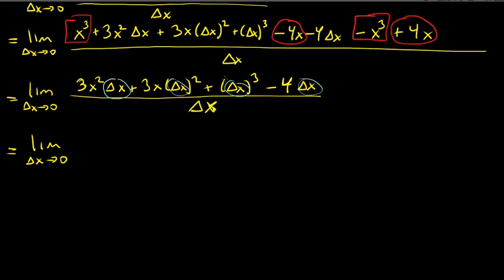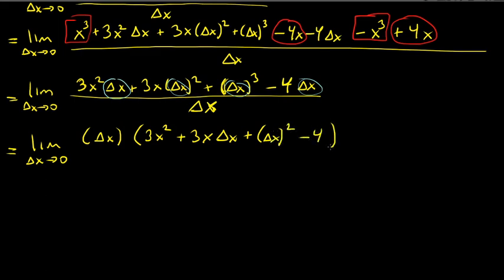What was that? Oh, this was a parenthesis here, sorry. Okay. Yep, so factor out the common factor of delta x, and what does it multiply? 3x squared plus 3x. Oh, to get delta x squared, we need another delta x. And then to get delta x cubed, we're going to need a delta x squared, and then minus 4. All divided by delta x.